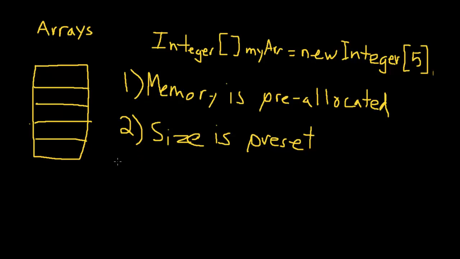Now, these two you probably see as cons. Then the third thing, which is the main benefit of it, is random access. So what does that mean?